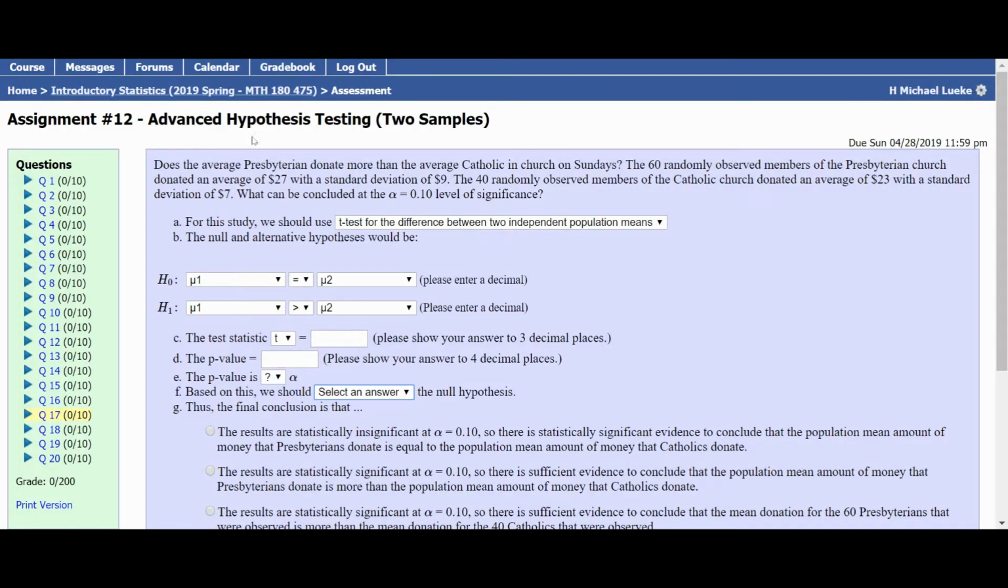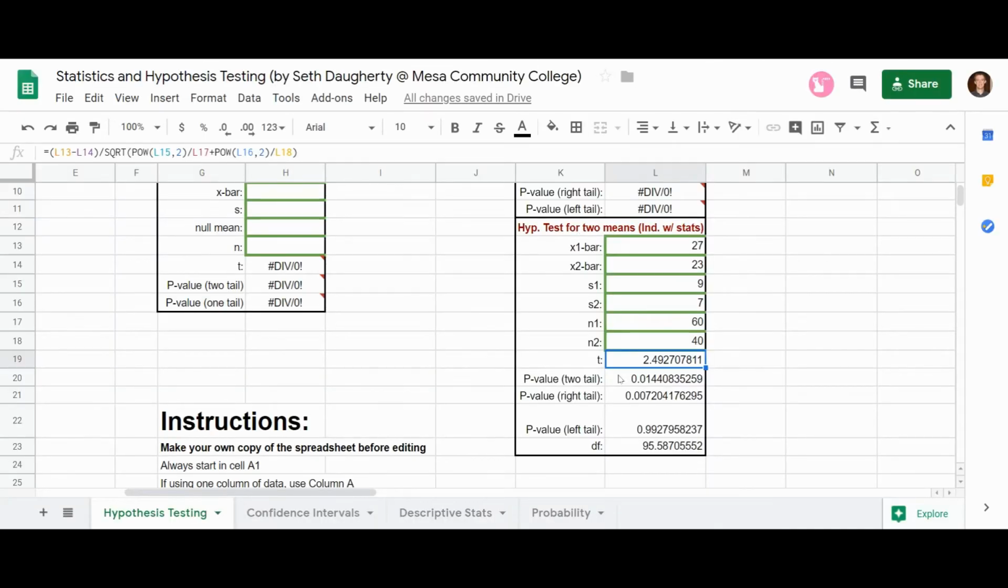So we've got t is 2.4927, so I'm going to type that in here. Oops, sorry, not in the p value. I'm going to type that here in the t value. And then the p value, which is right-tailed. Remember, our alternative hypothesis is that the Presbyterians give more. Our p value is 0.01441.